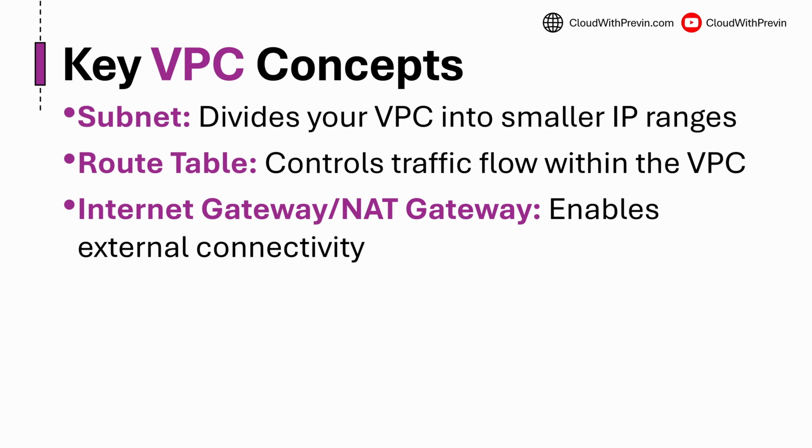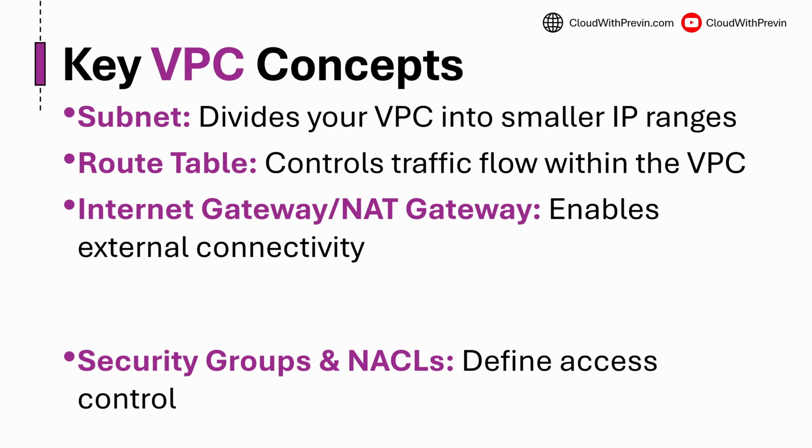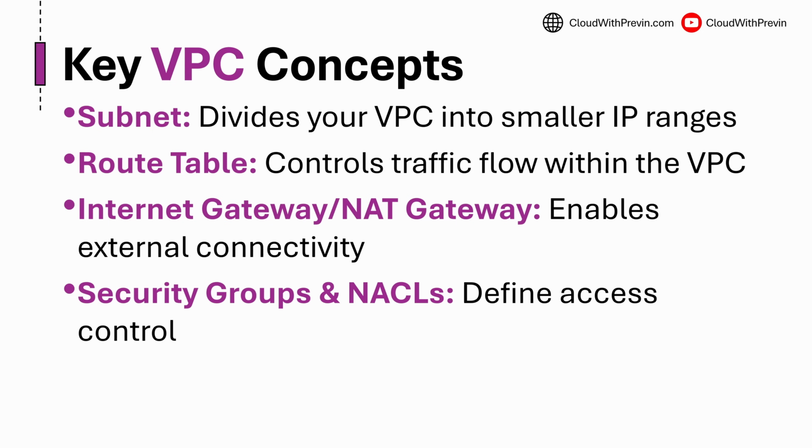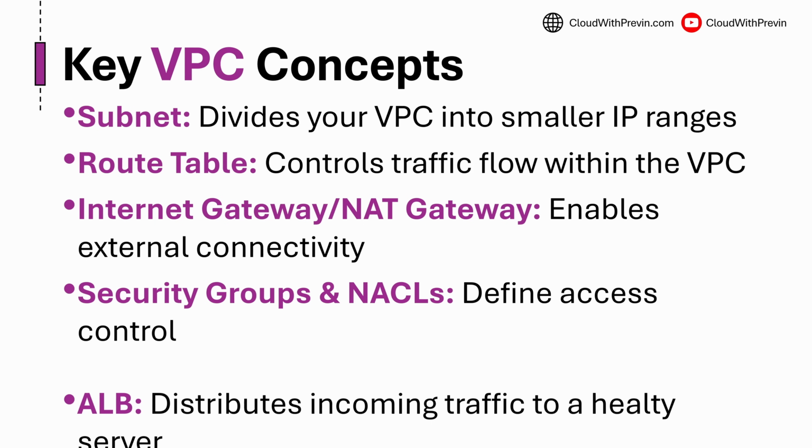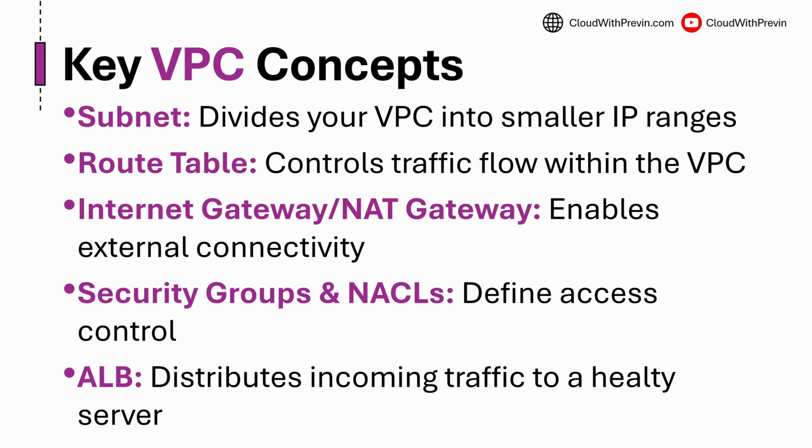An internet gateway gives public subnets internet access. A NAT gateway lets the private subnets reach out to the internet without being exposed to it. We then have security groups, which act like firewalls for individual resources. The network access control lists apply at the subnet level to control traffic in and out. Lastly, we have an ALB, which is an application load balancer. The application load balancer spreads incoming requests across multiple servers. This ensures that users always hit a healthy instance, improving availability.